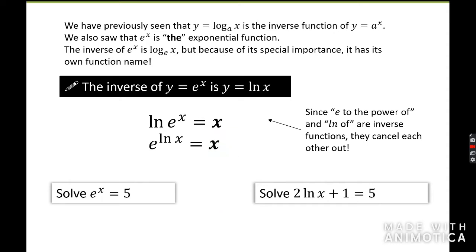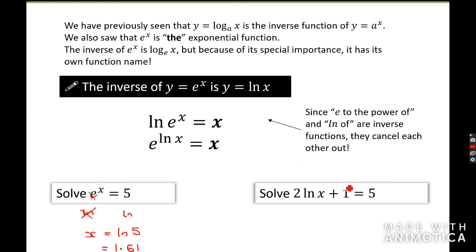Okay, so a quick demonstration of what that will mean. If we've got e to the x equal to a number, all we need to do is log natural both sides. Again, you can leave it in exact form, leaving it in log form.